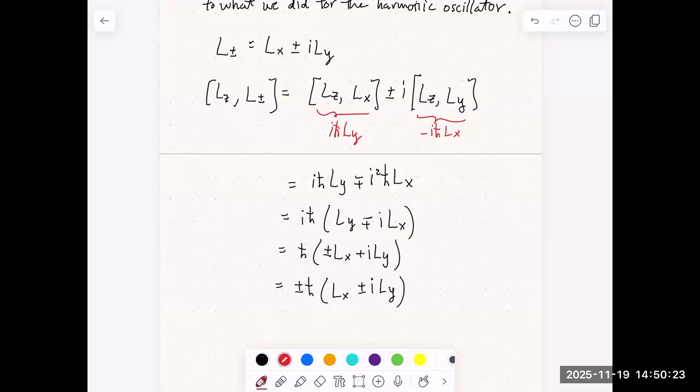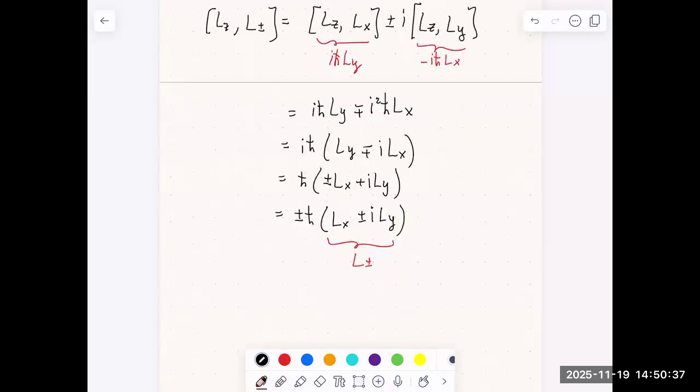But if you look, Lx plus or minus i Ly is exactly the definition of L plus minus. So this is L plus minus. And so our result is that the commutator of Lz and L plus minus is equal to plus or minus h bar L plus minus. All right.